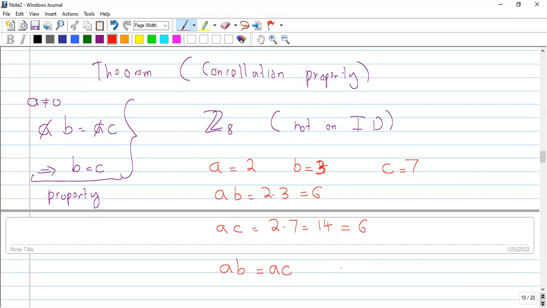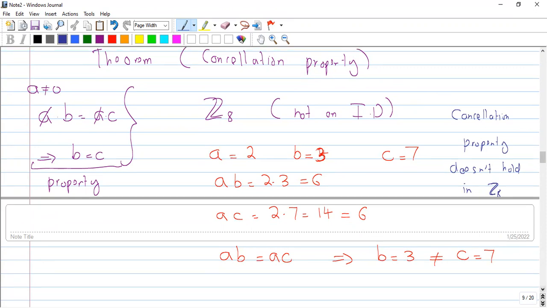But here one can see that it doesn't imply that b, which is equal to 3, is equal to c, which is equal to 7. So this example shows that the cancellation property doesn't hold in Z8, which is not an integral domain. So the next theorem shows you that if you are working with an integral domain, then the cancellation property will hold.